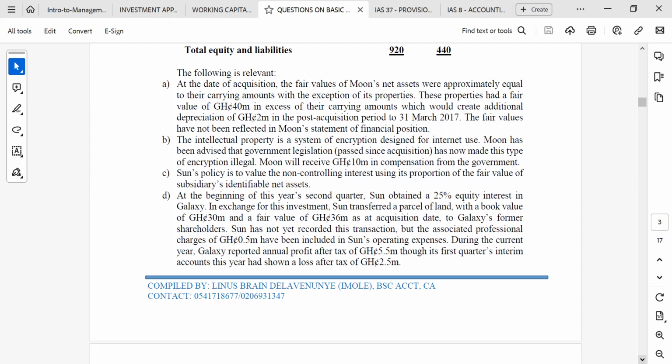So they are saying that the intellectual property is a system of encryption designed for internet use. Moon has been advised that the government legislation passed since acquisition has now made this type of encryption illegal. Moon will receive 10 million in compensation from the government. When is the now that they are talking about?